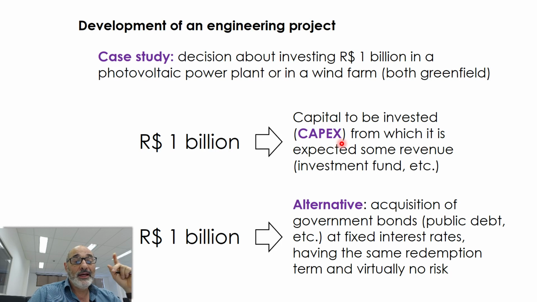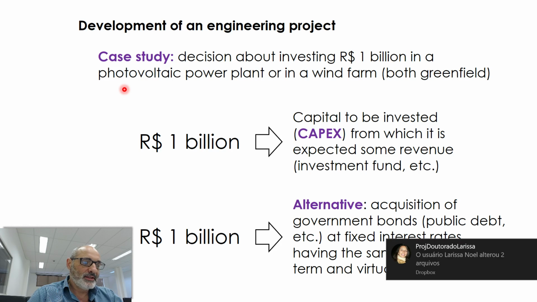From this investment, which is also an important concept, it is expected to have some revenues because, as I said, we are an investment fund or a pension fund, and we're going to use these revenues in order to pay our pensions, for instance. So we expect to have some revenue. But we always have an alternative. We are going to invest in a photovoltaic or wind power plant.